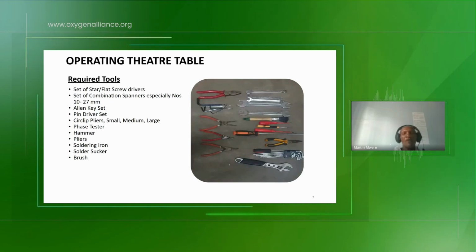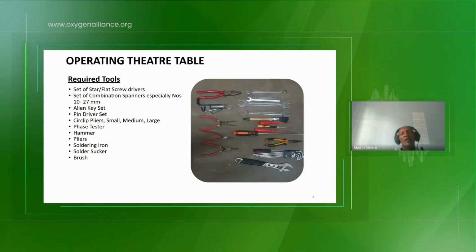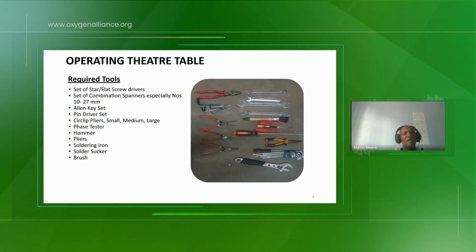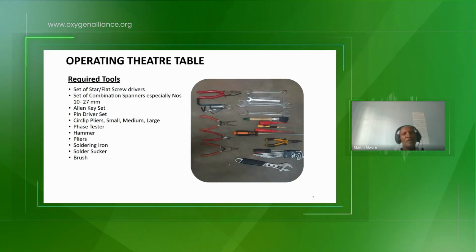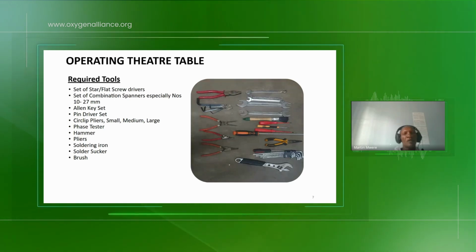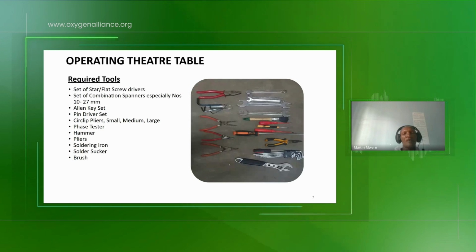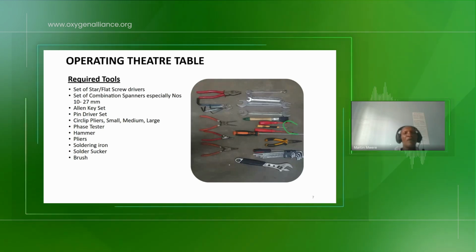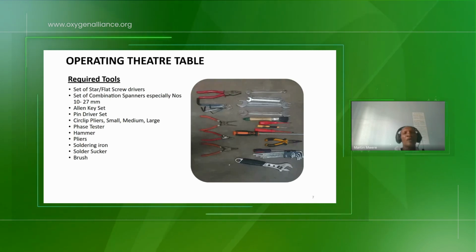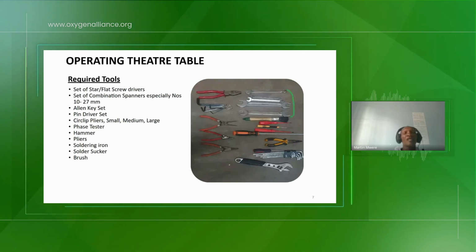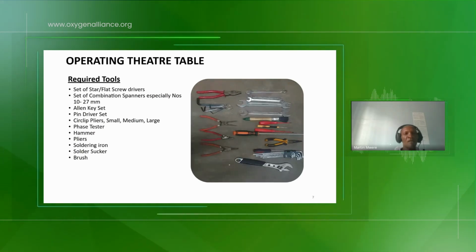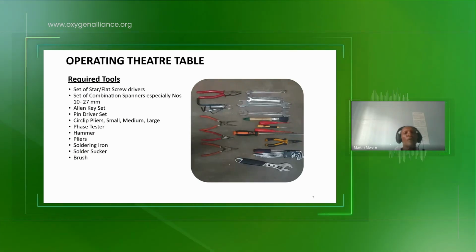If an engineer wants to service or repair the operating theater table, what are the required tools? You need to have a set of star or flat screwdrivers. In the picture here, you are able to see a set of screwdrivers, whether flat or star, small, medium, and large. You also need a set of combination spanners, especially numbers 10 to 27. That means number 10, 11, 12, 13, 14, 15, 16, 17, up to 27.